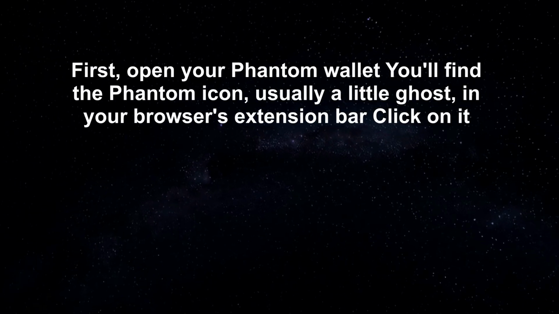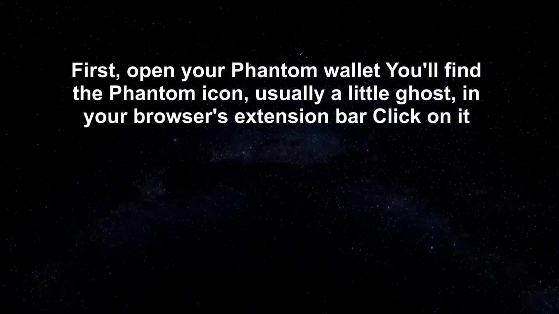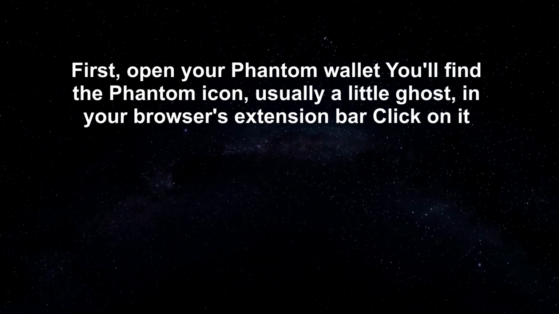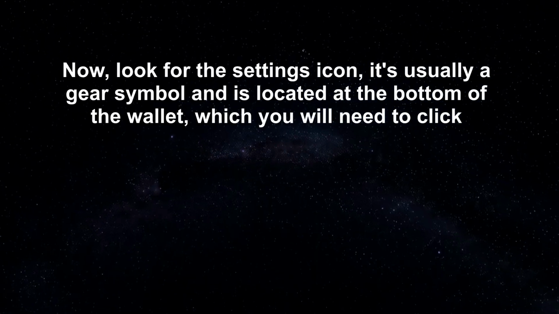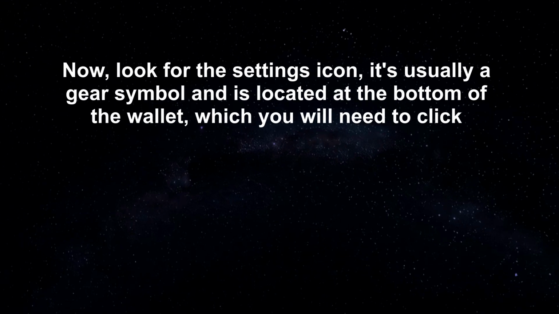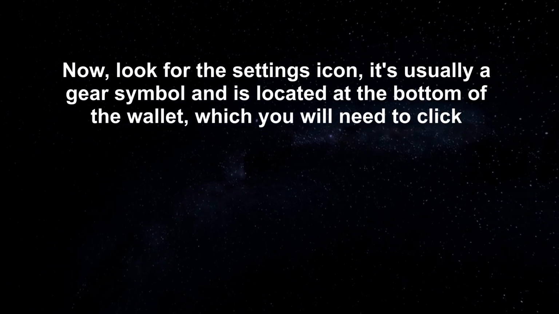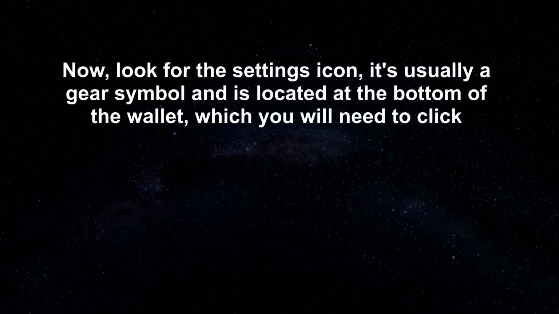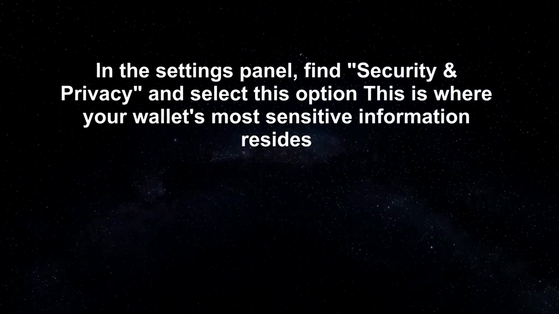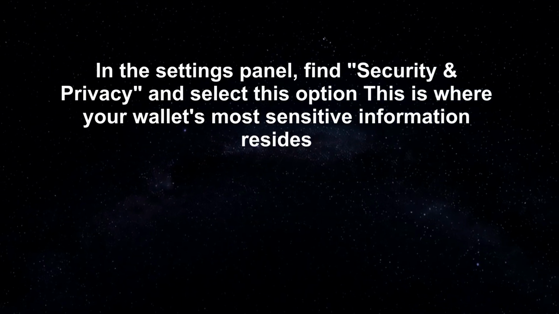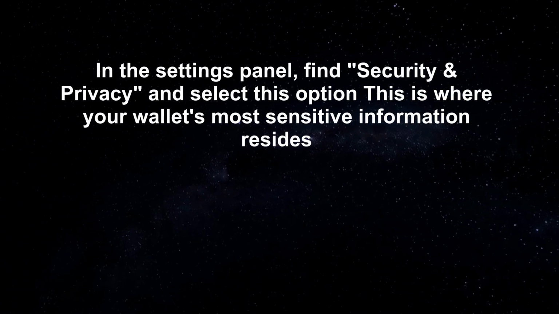First, open your Phantom Wallet. You'll find the Phantom icon, usually a little ghost, in your browser's extension bar. Click on it. Now, look for the settings icon. It's usually a gear symbol and is located at the bottom of the wallet, which you will need to click. In the settings panel, find security and privacy and select this option. This is where your wallet's most sensitive information resides.